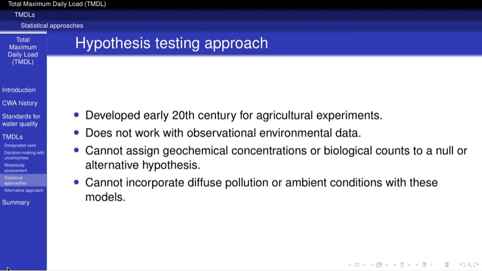As I mentioned before, the hypothesis testing approach was developed for use in analyzing experimental results. It does not apply to geochemical data because a set of constituent concentrations cannot be assigned to null or alternative hypotheses. In addition, the hypothesis testing approach cannot be applied to diffuse pollution elements such as habitat loss, channel alteration, or biota community structure and function in the assessment unit.